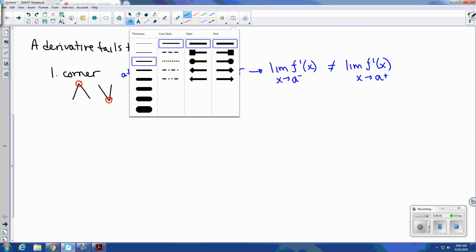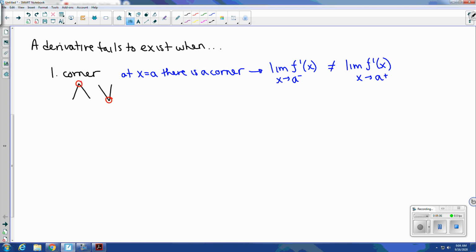The second case will be a cusp. The cusp will look something like this.